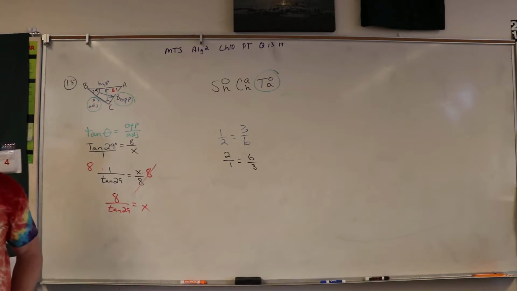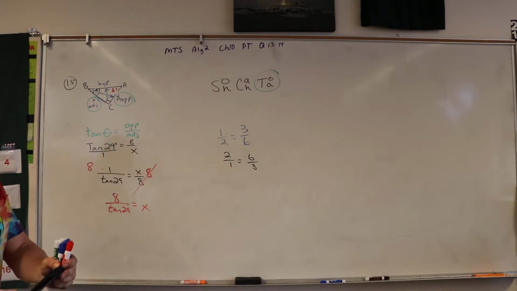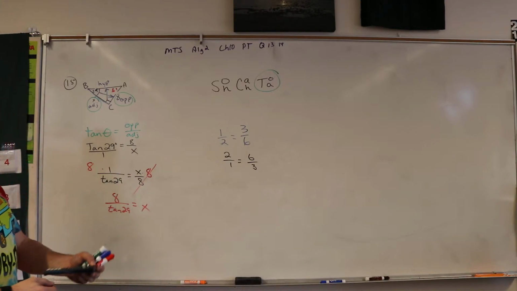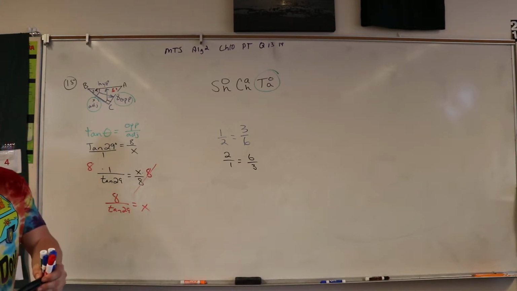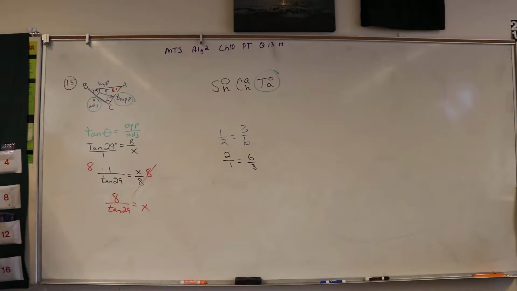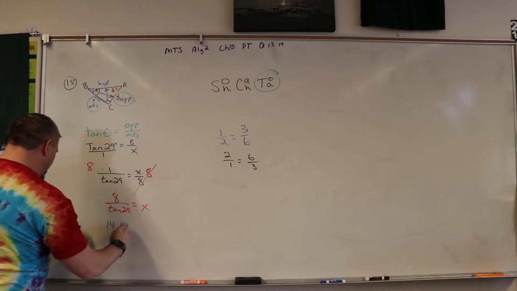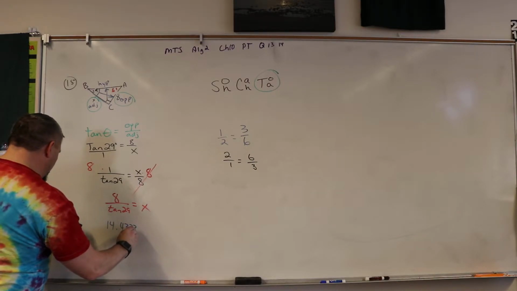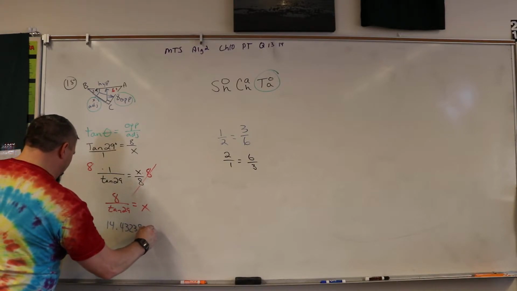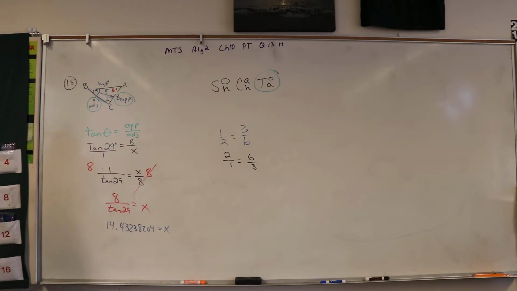And so I just take my trusty dusty calculator and I put in the 8, divided by tangent 29. And that is... what'd you get? Something's wrong, I didn't put it in right. 14.43238204. Wow. We don't have to write all of that.